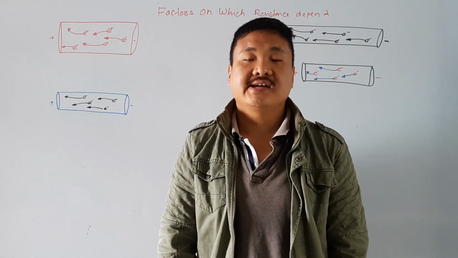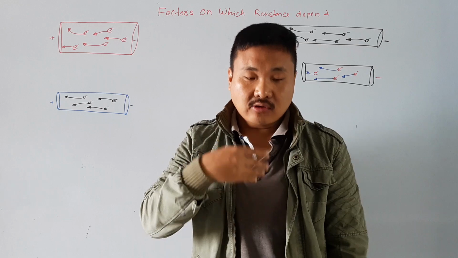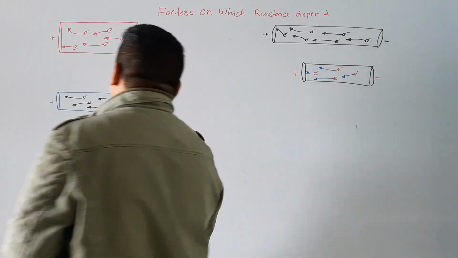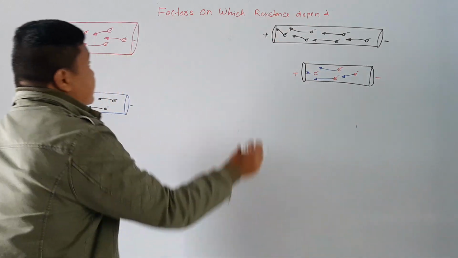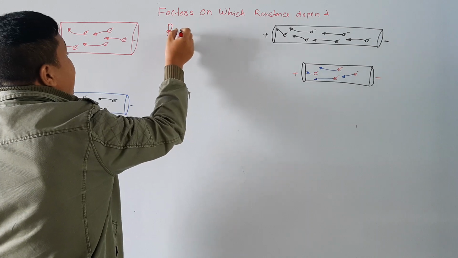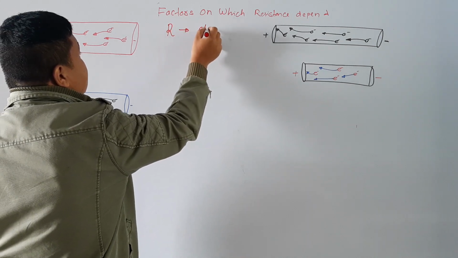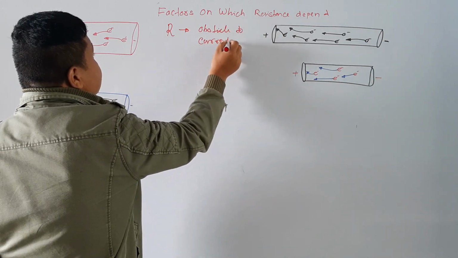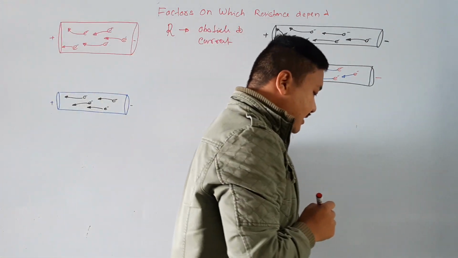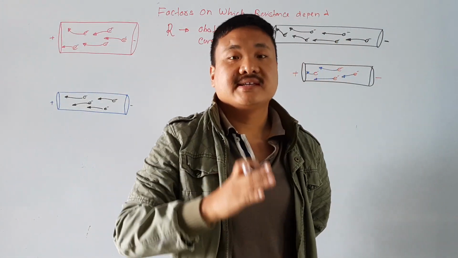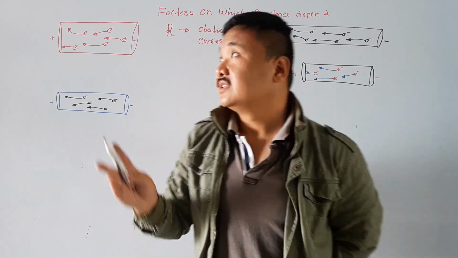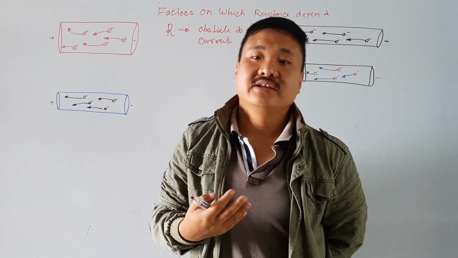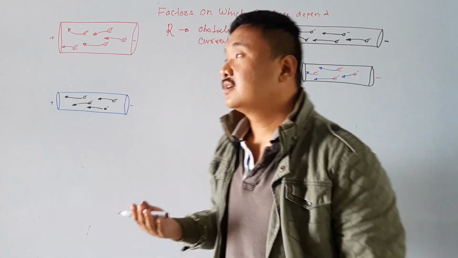Factors on which the electrical resistance depends. What are the factors on which electrical resistance depends? We know that resistance R is the obstacle to current. That is the fundamental part, and this obstacle is because of the stationary atoms with which the electrons collide and get slower. That is why there is an obstacle. We have already discussed that.